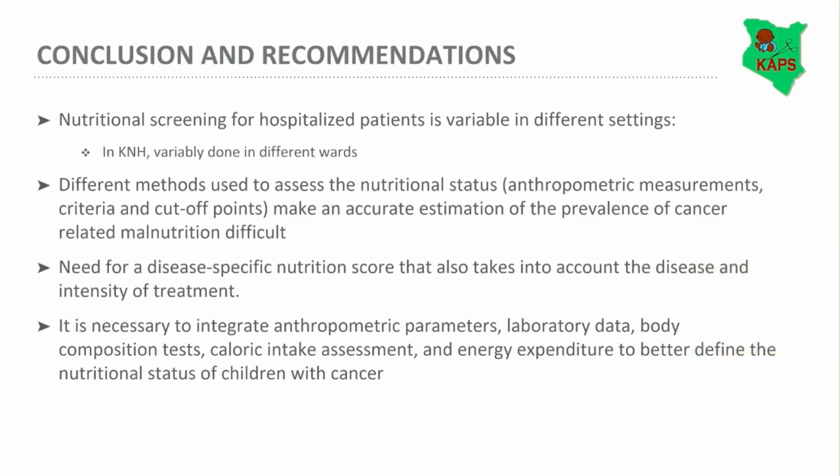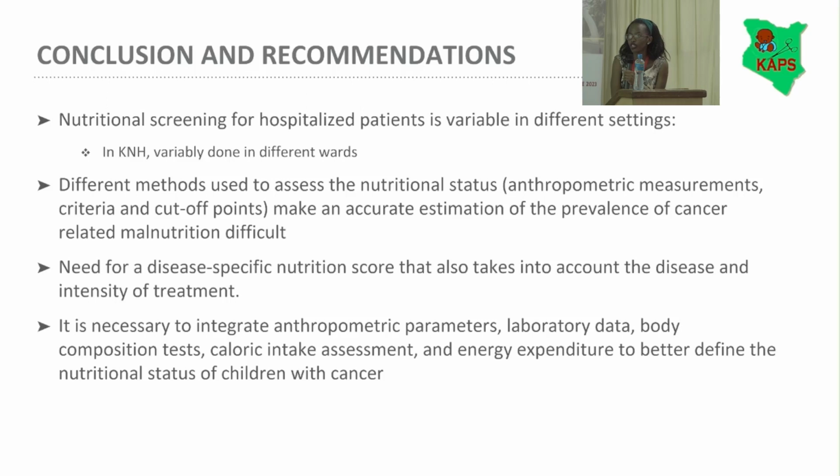For my conclusions and recommendations, what we note is that nutritional screening for hospitalized patients is variable in different settings, and in KNH it's done variably in the different wards. We have different methods used to assess nutritional status, including the anthropometric measurements, criteria and cutoff points. So making an accurate estimation of the prevalence of cancer-related malnutrition is quite difficult. We need a disease-specific nutrition score instead of the blanket scoring system that we use, which will take into account the disease and the intensity of the treatment. It's also necessary to integrate anthropometric parameters, lab data, body composition tests, caloric intake assessment, and energy expenditure so as to better define the nutritional status of children with cancer.